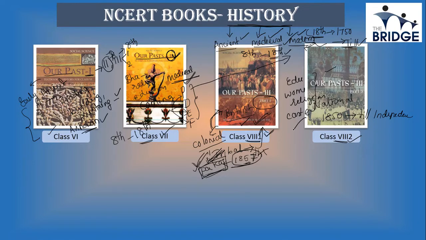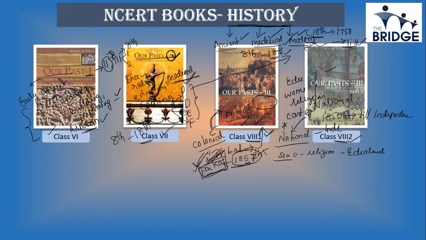So you can say this book covers two aspects. One is, on one front, the national struggle for independence. This is one phase, and on the other side, it also discusses socio-religious and educational reforms. So these are the two aspects of this book. Please follow this book thoroughly.